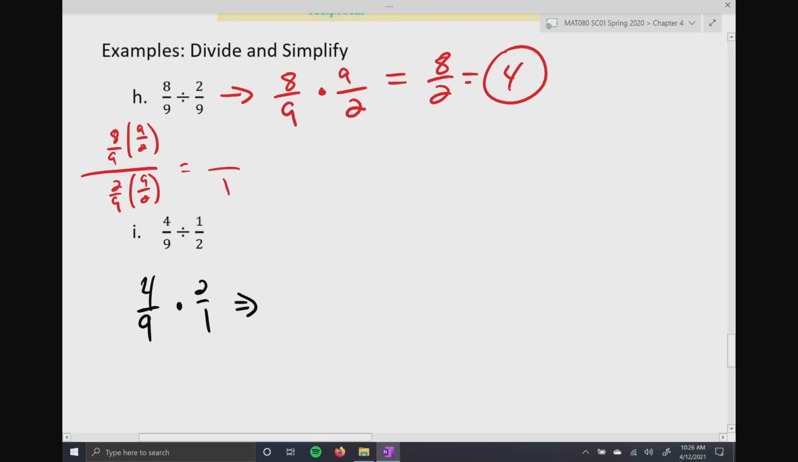From here, if you can simplify, go for it. I'm going to tell you we can't. How do I know that? Well, you got a 9 in the denominator, and in the numerator, you have a 4 and a 2. They will not go into 9 at all. So you know it's already simplified. All you have to do is multiply now. 4 times 2 is 8. 9 times 1 is 9. So the answer is 8 over 9. Does that make sense, everyone? Okay. All right, next problem.